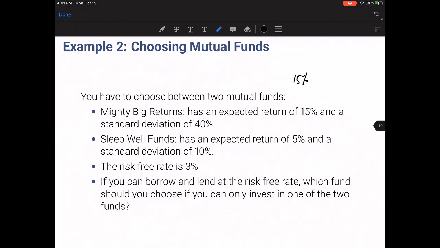15% minus the risk-free rate, which is 3%, divided by its volatility. That's going to give us 0.3. For the Sleep Well Fund, the Sharpe ratio is calculated by taking the difference between 5% and 3%, but it only has a volatility of 10%. That will give us 0.2. So based on these mathematical calculations, Mighty Big Returns, despite having more volatility, has a more efficient risk-return trade-off. And so you would definitely choose Mighty Big Returns based on your preferences of having more returns and less risk.